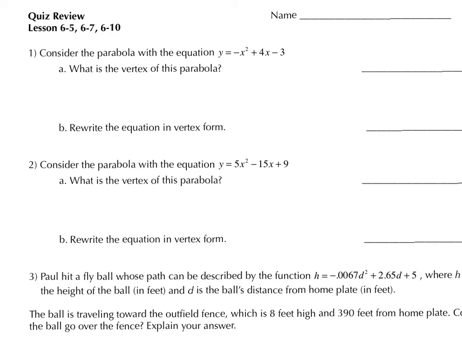Hi everyone. So this is the quiz review for the Chapter 6 quiz, the second quiz in Chapter 6, that covers things like vertex form, the quadratic formula, and the discriminant.